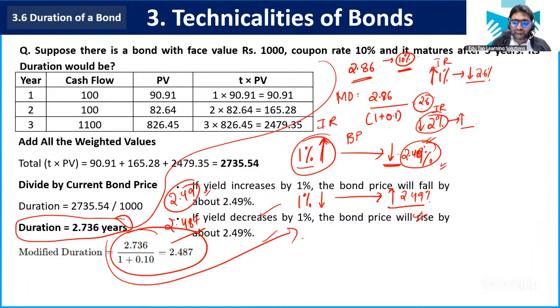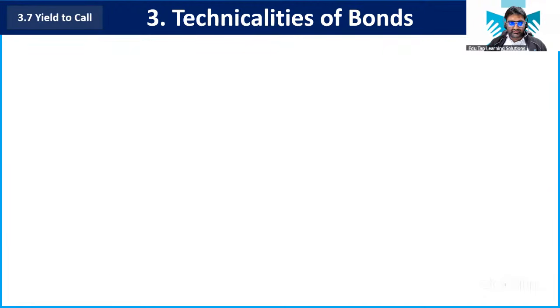So I am saying a 1% change gives 2.6% change. A 2% interest rate change will give rise to a 5.2% change, no? Double the change. Are you able to understand the relationship? Yeah, got it. This is what modified duration is all about. Got it? Yes. Let's move to the next one.